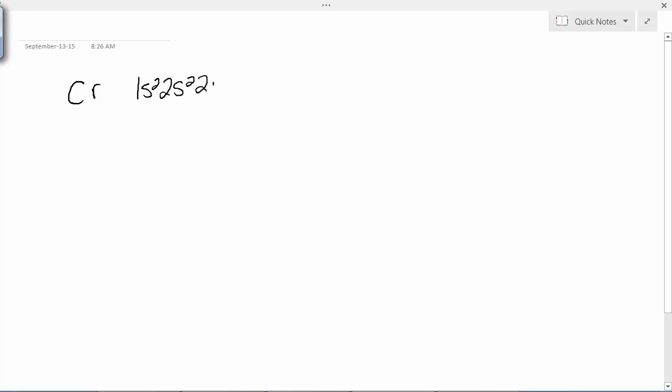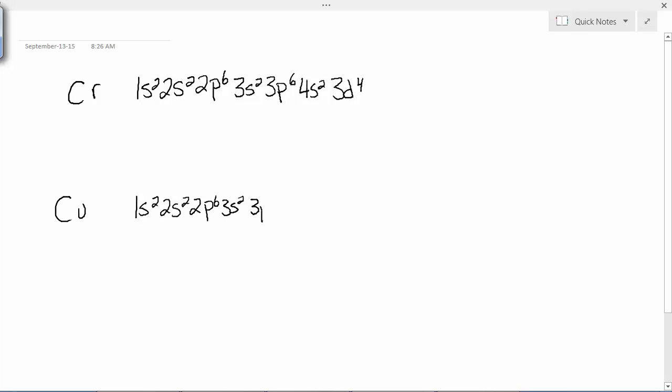So chromium, you should have found 1s2, 2s2, 2p6, 3s2, 3p6, 4s2, 3d4. And for copper, we would expect that you'd write 1s2, 2s2, 2p6, 3s2, 3p6, 4s2, 3d9.